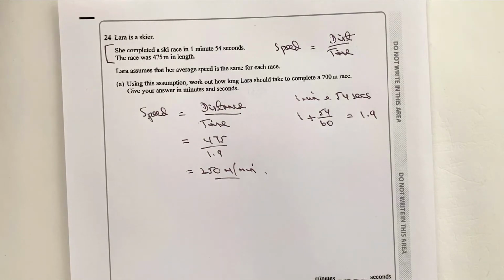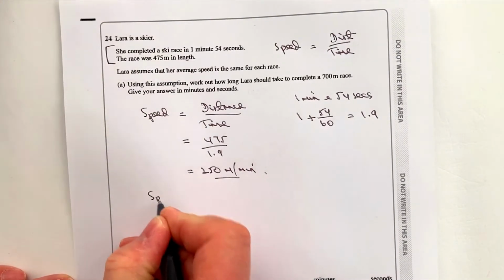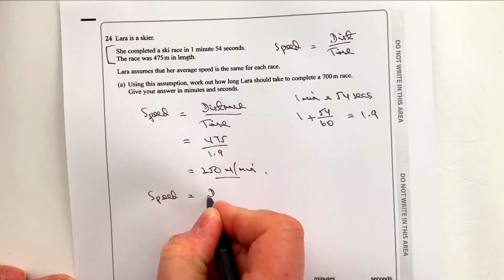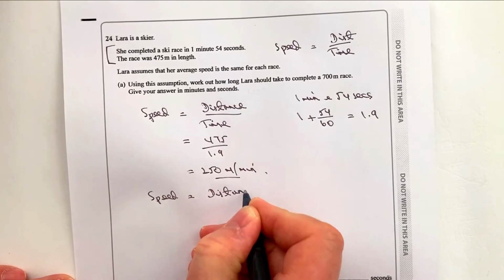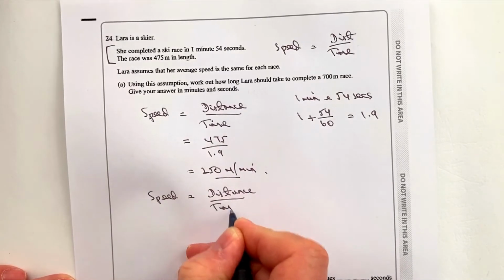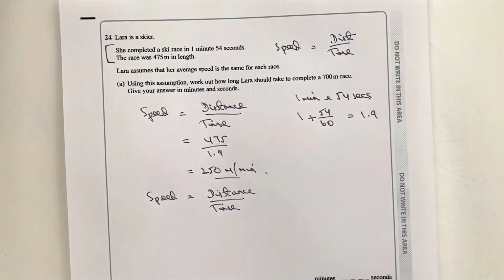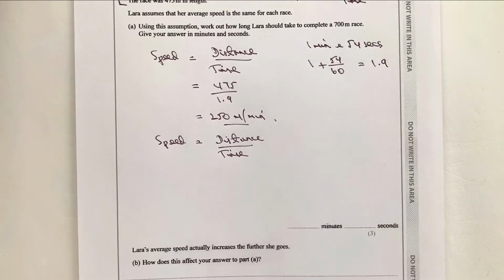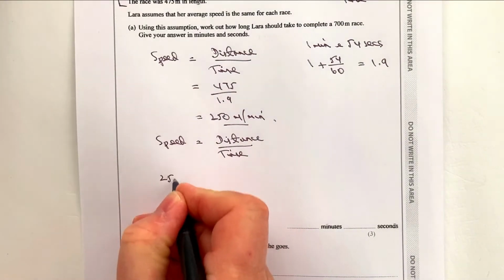Then she assumes that her average speed is the same for each race. So for the next race, using her assumption, work out how long Lara will take to complete 700 meters. Again, I'm actually going to write the same formula: speed equals distance divided by time. I know it's a bit overboard, but it just works for me to be able to do these sorts of things. So what we've now got is her speed is 250 meters per minute.